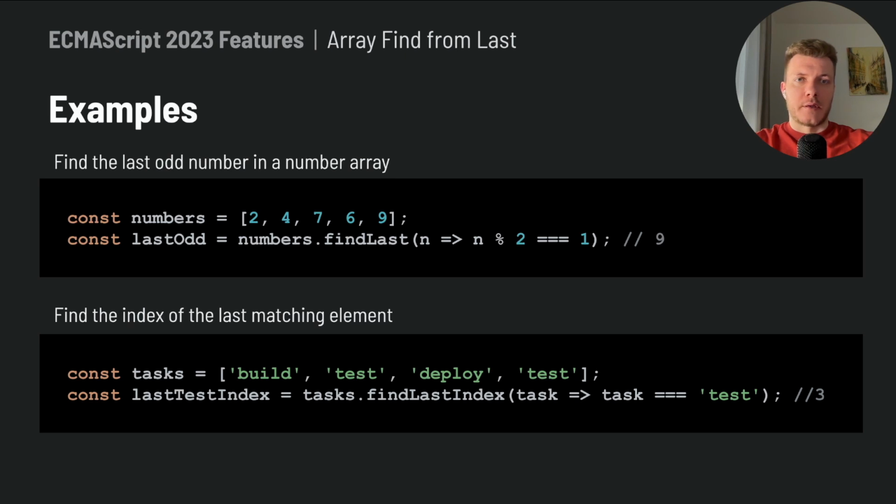Consider a number array like 2, 4, 7, 6, 9, and we want the last odd number. Using findLast, we target odd numbers with a callback. It returns 9, the last odd number in the array. And now think about a task sequence: build, test, deploy, and test again. We need the index of the last test. FindLastIndex comes into play here. It returns 3, marking the last occurrence of test. These examples highlight the method's practical utility, especially in scenarios where the latest element matters.